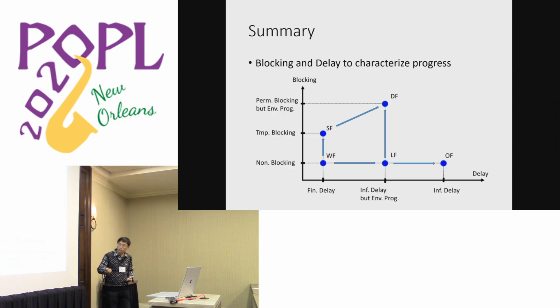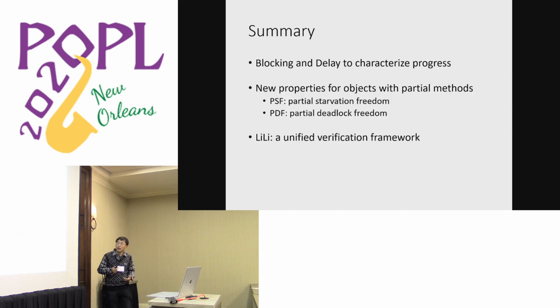As a quick summary, this work studies all the existing progress properties in the literature, and to understand them, we figure out the two key issues, which we call blocking and delay, which affect the progress of concurrent objects. We also propose two new properties for objects with partial methods, which we call partial starvation freedom and partial deadlock freedom. And we unify the verification of all these properties in our Lily framework. Okay, thank you.